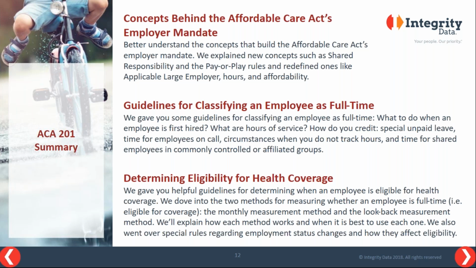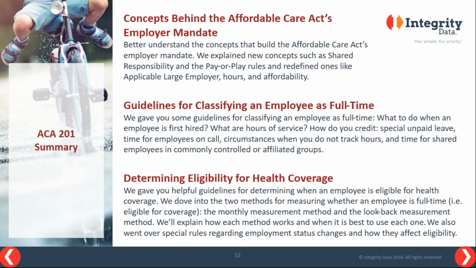We gave you some guidelines for classifying an employee as full-time, what to do when an employee is first hired, what are hours of service, how do you credit special unpaid leave, time for employees on call, circumstances when you do not track hours, and the time for shared employees in commonly controlled or affiliated groups.